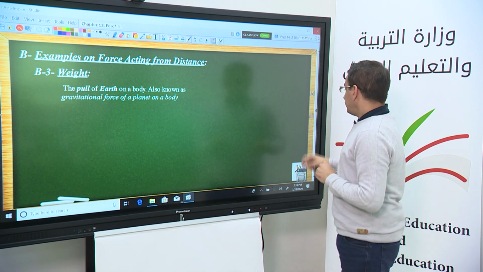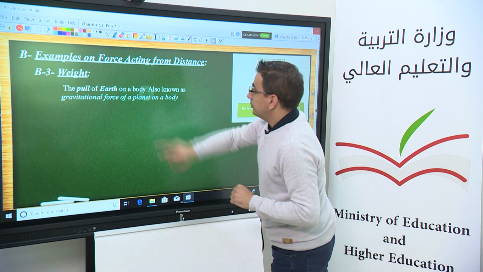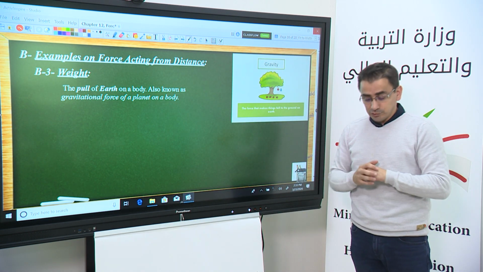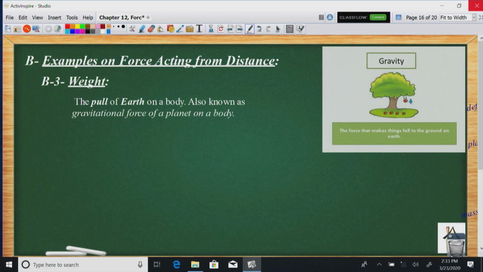Now, for example here, the famous experiment when the apple fell on Newton's head. What made the apple move down is simply gravitational force pulling it. The value of the weight depends on the planet itself. The weight on Earth will be different from the weight on another planet. This is something extremely important and we must keep it in mind.